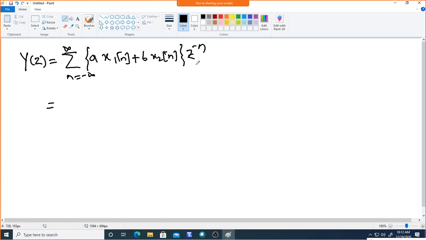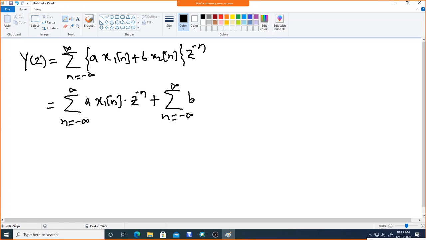Now you multiply the z power minus n to both, and if you split the summation, you will get summation n equal to minus infinity to plus infinity a into x1 of n into z power minus n plus summation n equal to minus infinity to plus infinity b into x2 of n into z power minus n. Now we can take a outside, the scaling factor, and this summation of x1 of n into z power minus n we can write as x1 of z.